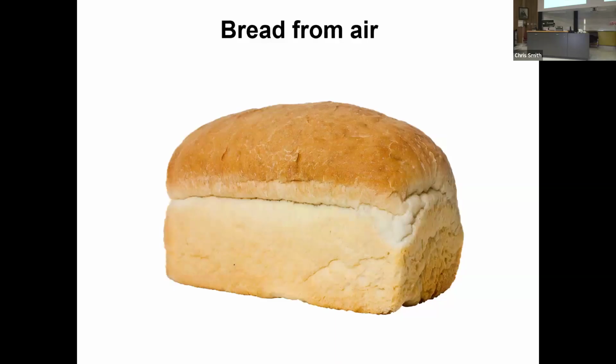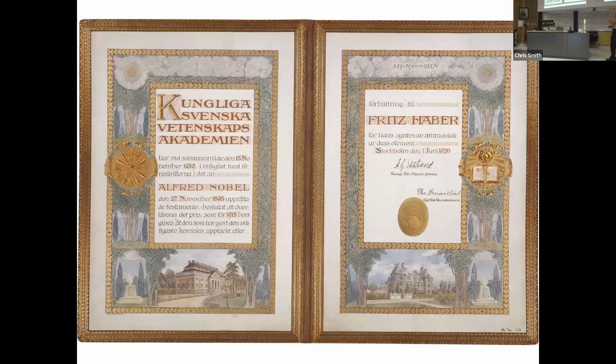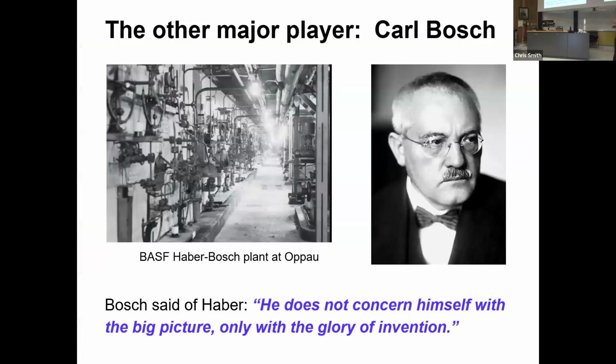Haber described his reaction as bread from air, taking nitrogen from the air, turning it into fertilizer, and so you could grow crops and therefore make bread. That was his kind of classic line. And this is the Nobel Award, and you can see it was awarded in June, an unusual time, June 1920, because of that special ceremony that had to be held for Haber because of the general resentment, and people felt that it was inappropriate.